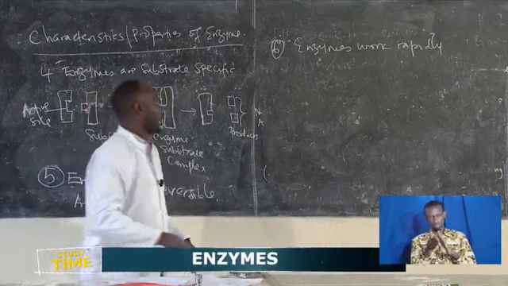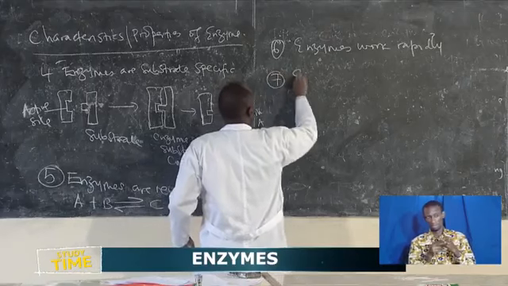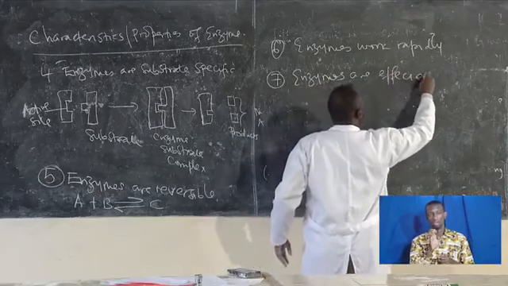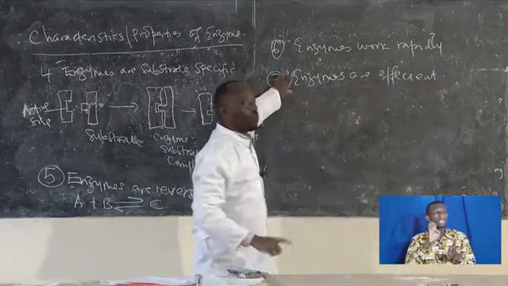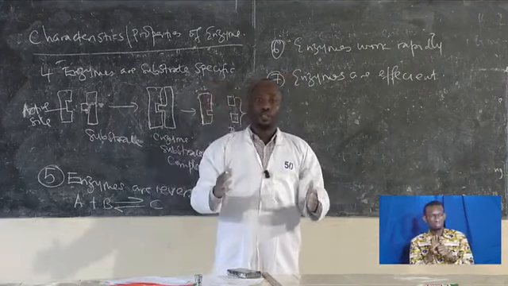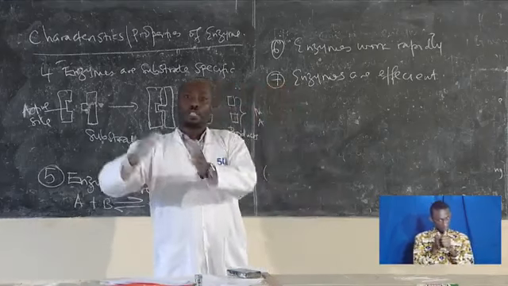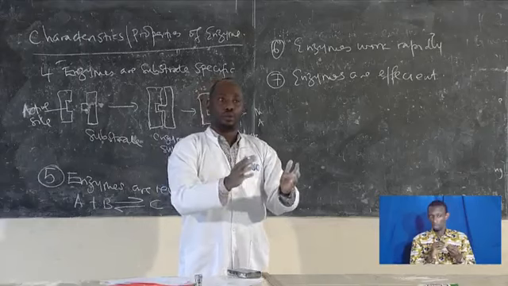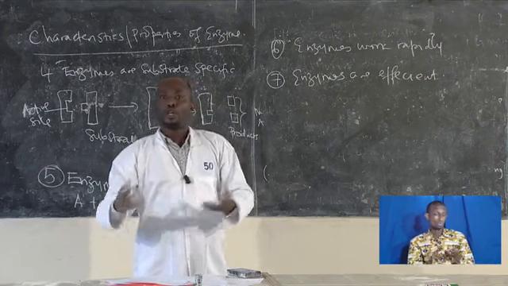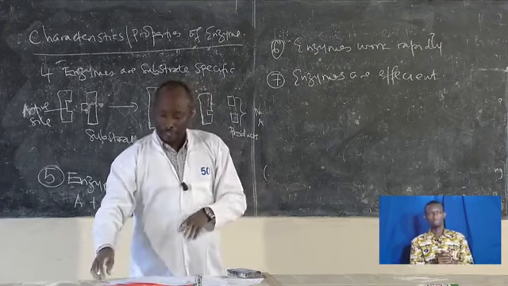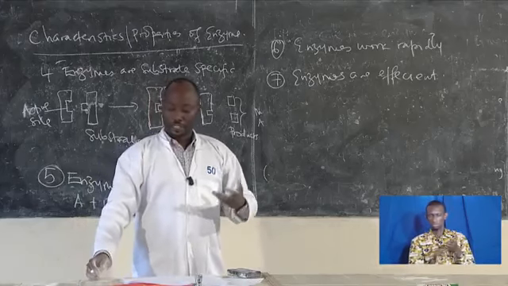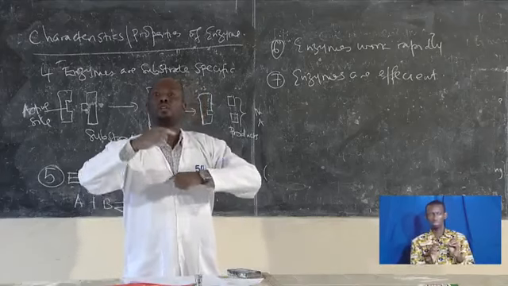The last one, number 7, is that enzymes are efficient. If I say efficient, what does it mean? It means most of the time the enzyme must be used in a small amount. In a small amount, it will get more substrate to combine with and form the enzyme substrate complex. Enzymes are also not used up in the reaction, and therefore they can be used repeatedly.